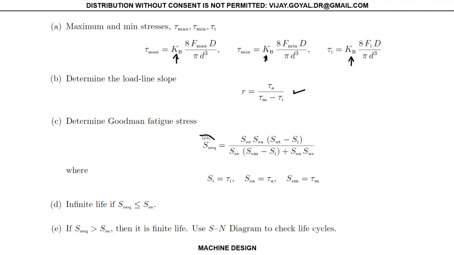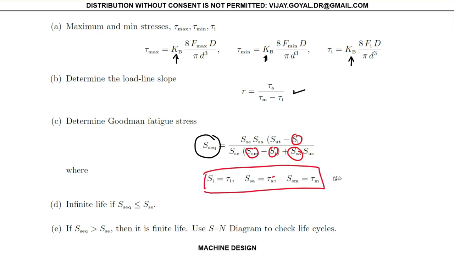Your Goodman equivalent stress for torsion, for springs, sorry, is given by this, where all these values, this here is from your actual loading. Those are the values that you're actually getting from your actual loads. This is where this is going to come from. And you always want to make sure this is less than or equal to SC, so it's infinite life. If it's bigger, then it's finite life. And you can actually check how much life you have left by using your SN diagram.